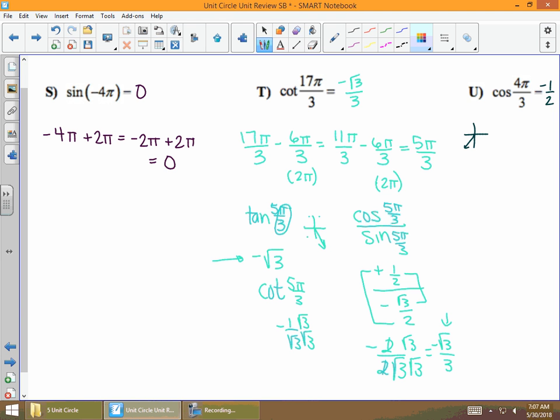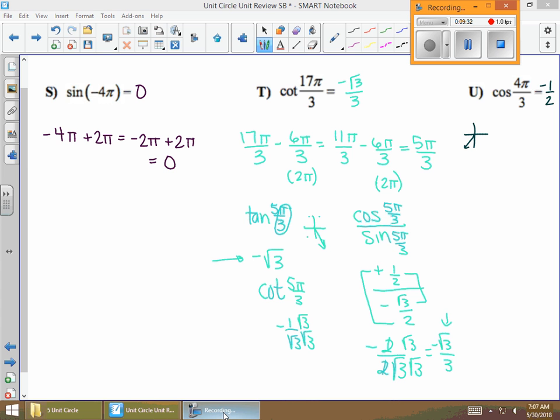And that is your unit circle unit review. Again, please see me if you have any questions. Really memorize that first quadrant, be able to translate that into your other quadrants, and be able to work with coterminal angles. So you need to be really comfortable with adding and subtracting 2 pi. Awesome.